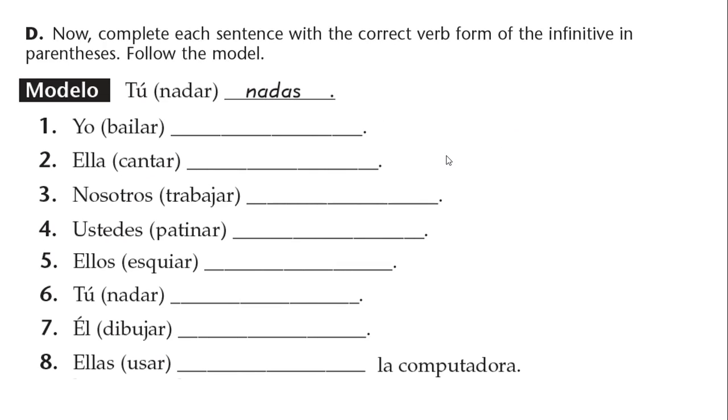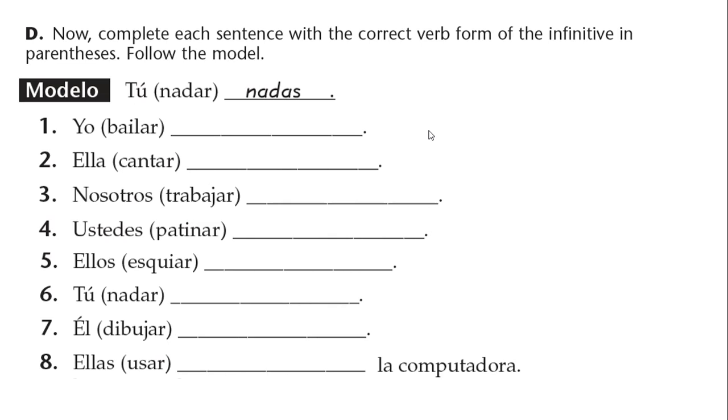In this activity, we have the people and we have our verb in parentheses. This time they didn't take the AR off for us. We have to do that before we put the ending on. So I'll do the first one with you, and then you can pause, do 2 through 8, and then restart to check your answers. So I have yo bailar. We want to make that say I dance instead of I to dance. If we don't take the AR off, it's to dance. And we don't say things like that in English.